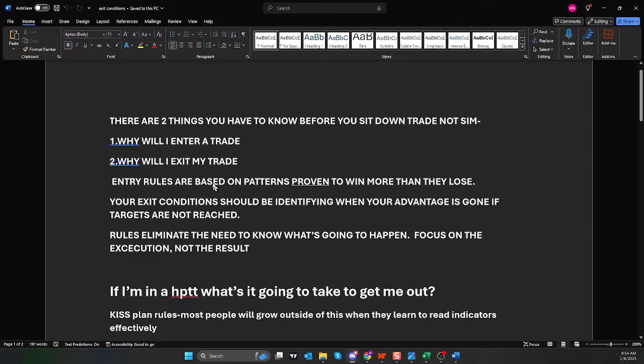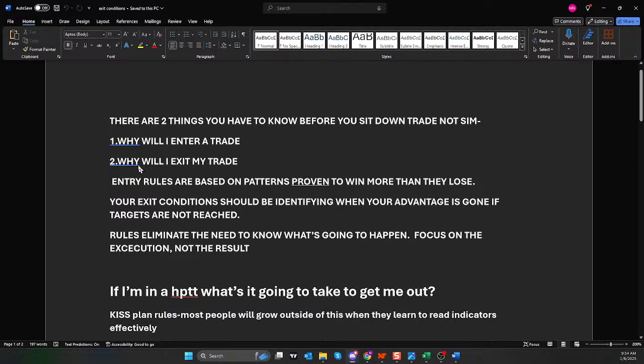Entry rules are based on patterns that have been proven to win more than they lose. How do you prove it? Don't take my word for it. Blue Pearl, I want you to assume that I am full of beans, and I want you to go back and study this pattern. I want you to learn this pattern, and I want you to prove to yourself that it's everything that I say it is. If you do that work, you'll be with me forever.